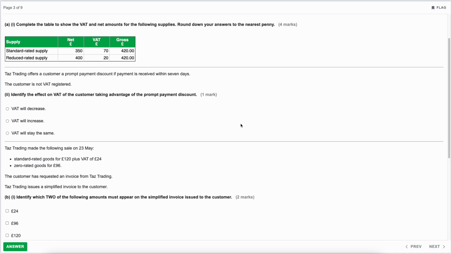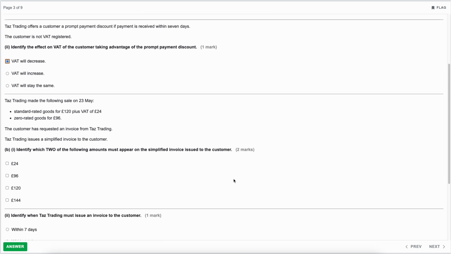So they have made a sale to this customer and they've charged VAT on this product or service. They've also offered a prompt payment discount. Now, if that customer takes the prompt payment discount, it will reduce the gross amount on that invoice. And by reducing the gross amount, it will also reduce the VAT and the net amount, as I said, because it will lower the total amount to be paid. So therefore, it will decrease the VAT.